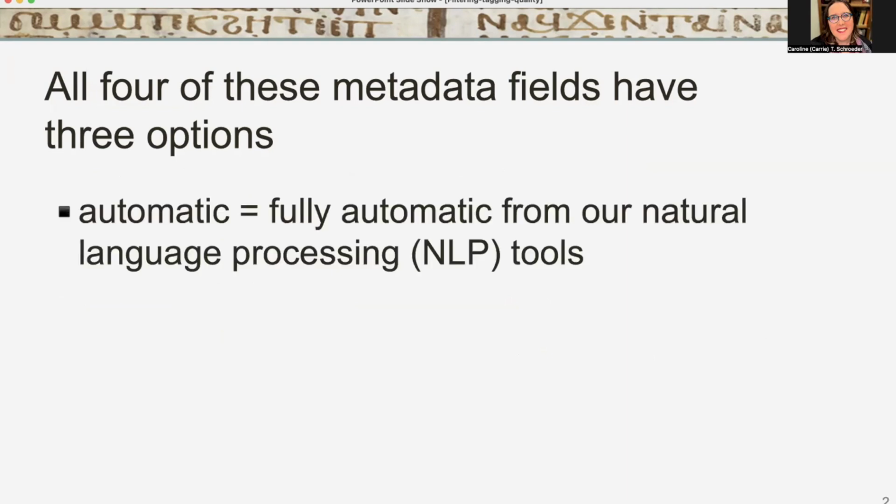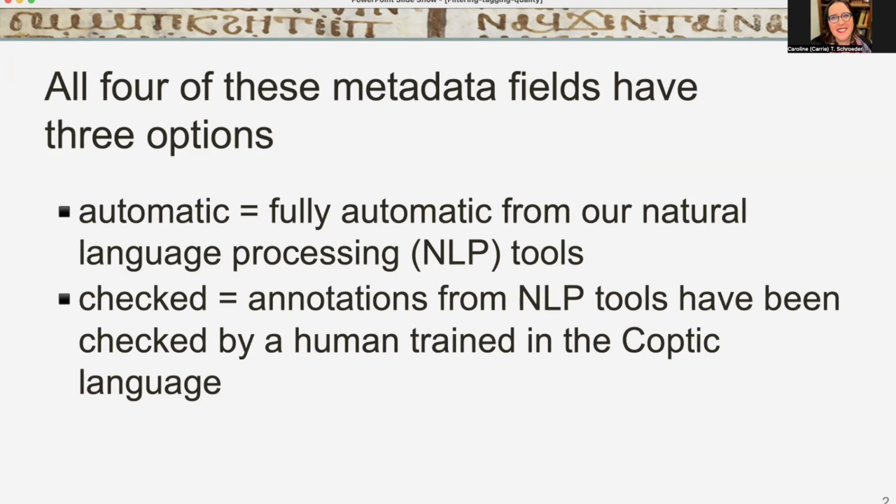So the first option is automatic. If the metadata field for tagging or segmentation says automatic, that means the tagging and the word segmentation have been done purely by our natural language processing tools, and it has not been reviewed by a human. If the metadata field says checked, then it means the annotations from that natural language processing tool, whether it's segmentation, tagging, syntax, or entity annotation, have all been checked by a human trained in the Coptic language.